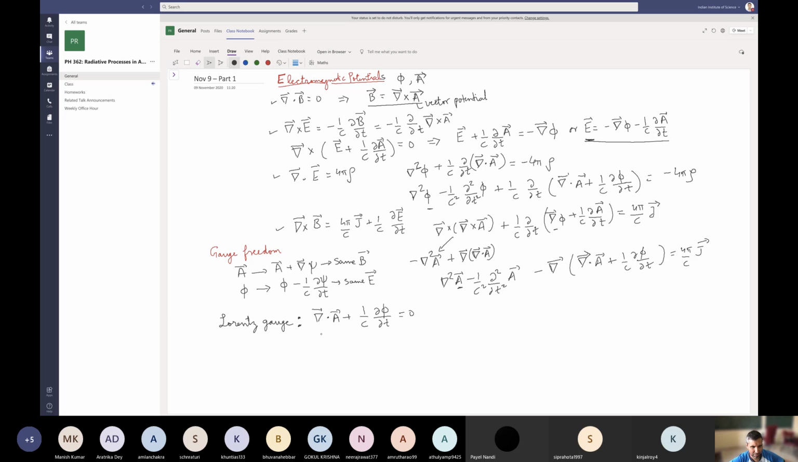Okay, so let's see what it means. You can easily show that suppose you have an A which does not satisfy it, you can always add this function psi, so that A prime equals A plus grad psi. And if you take the divergence of this, you get del squared psi. And if you take dou dou t of this, you get dou dou t of phi.